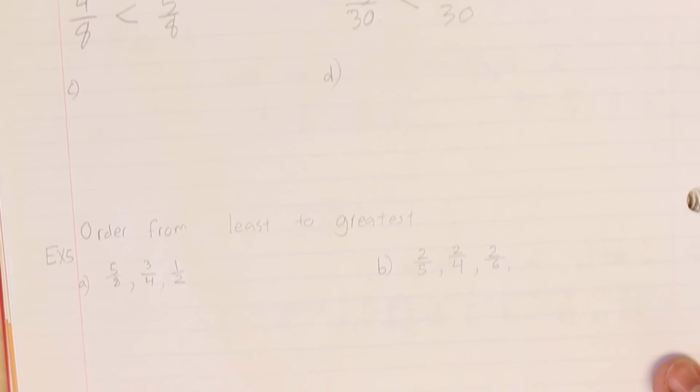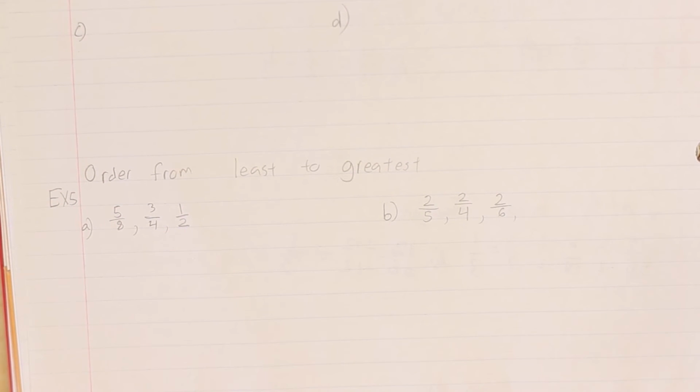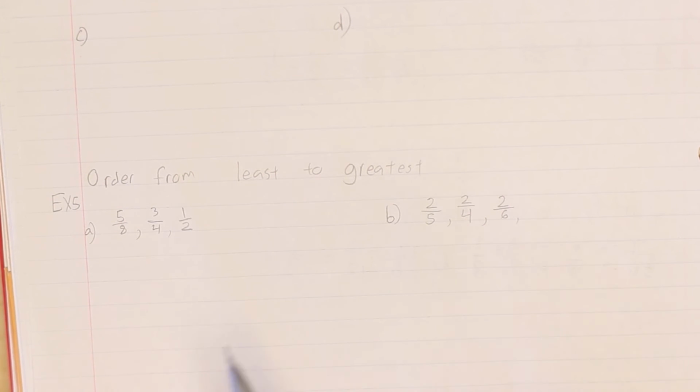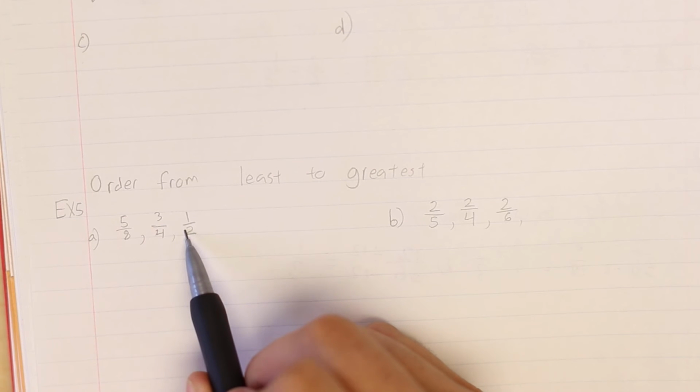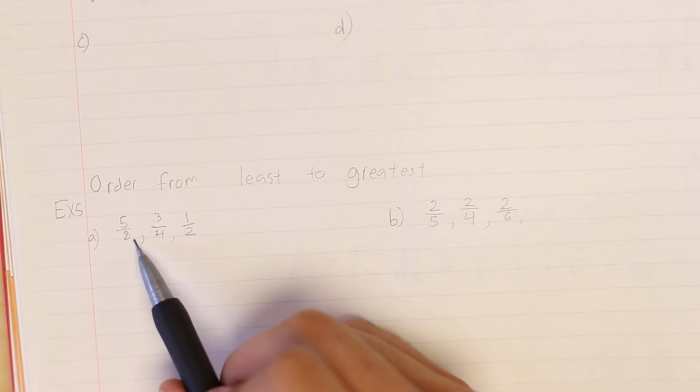Last part, ordering fractions. Order the fractions from least to greatest. So smallest fraction to the biggest fraction. Once again, kind of difficult to do when they're all different like this. So one thing to do is to think, okay, is there a common multiple for 8, 4, and 2? Well, yes. They can all be multiplied to 8.